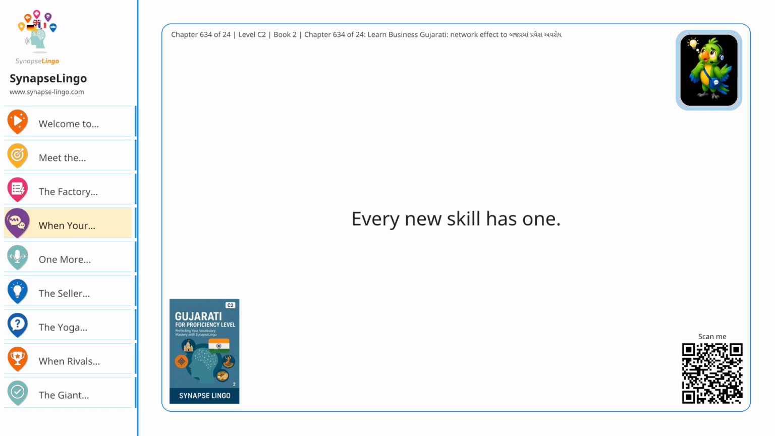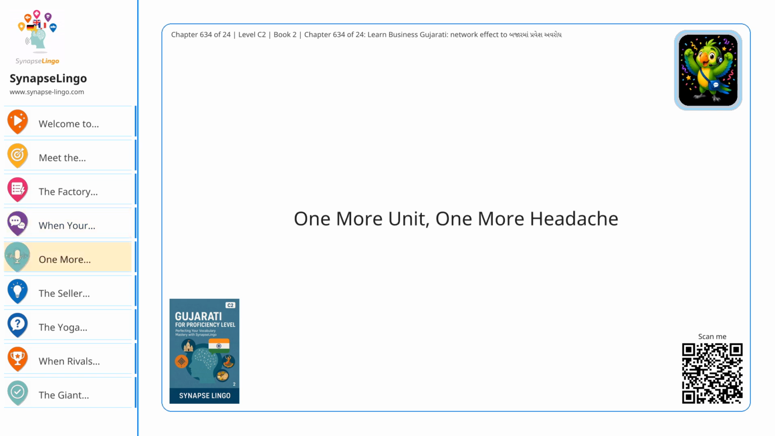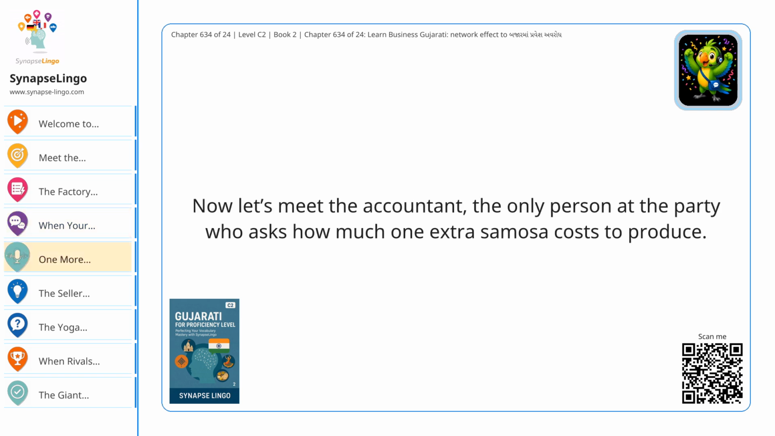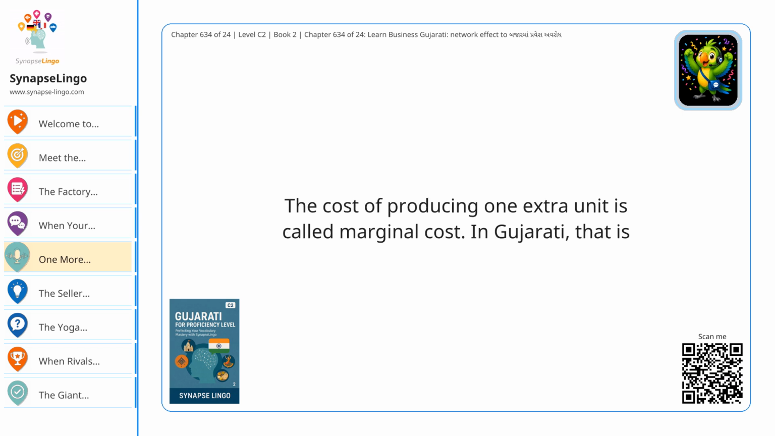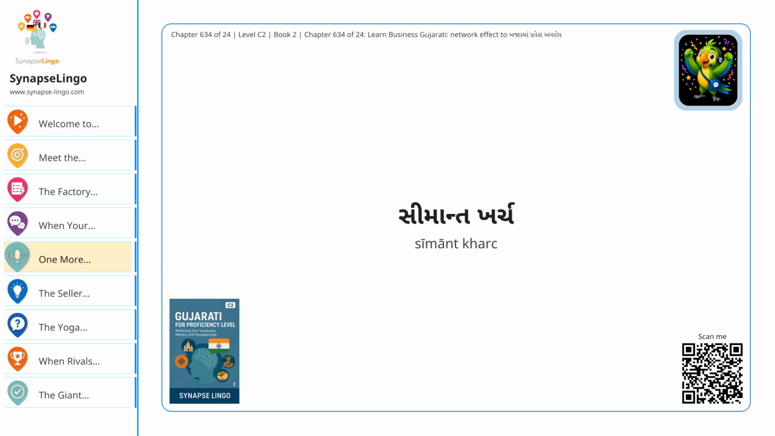Every new skill has one more unit, one more headache. Now let's meet the accountant, the only person at the party who asks how much 1 extra samosa costs to produce. The cost of producing 1 extra unit is called marginal cost. In Gujarati, that is સીમાંત ખર્ચ. Repeat. સીમાંત ખર્ચ.